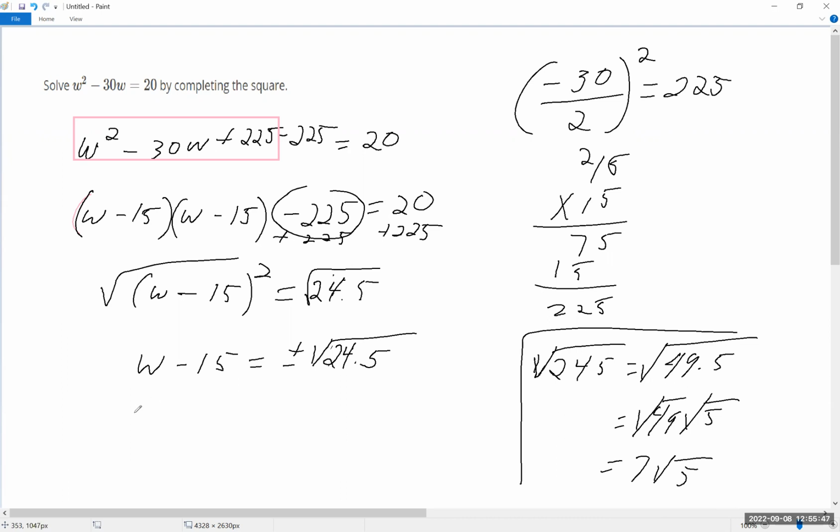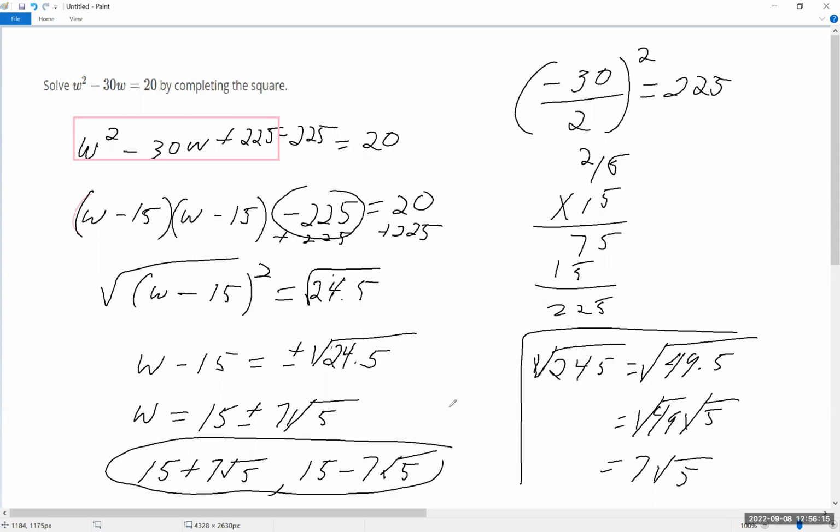So this is going to be W. I might as well move the 15 over, plus or minus 7 root 5. And if they want you to list the two answers, you're going to do 15 plus 7 root 5, comma, and 15 minus 7 root 5. That's how you would do that.